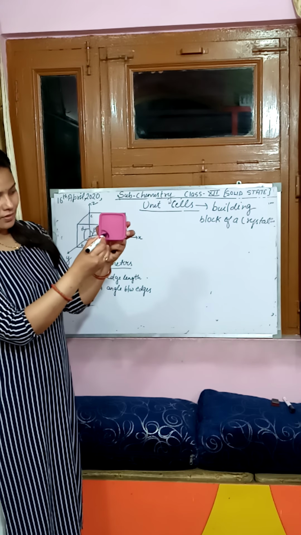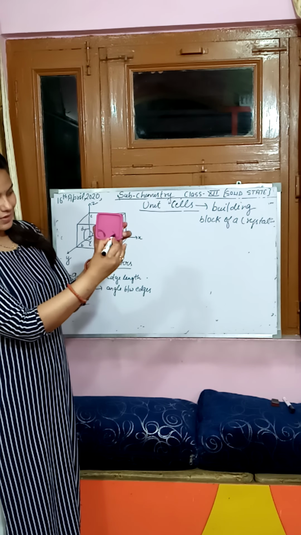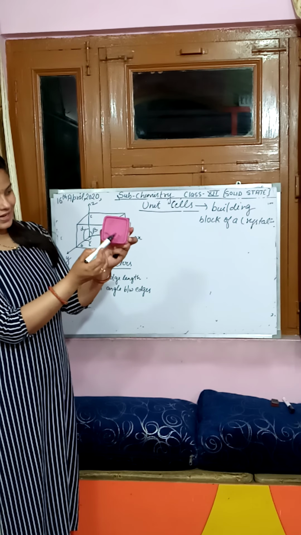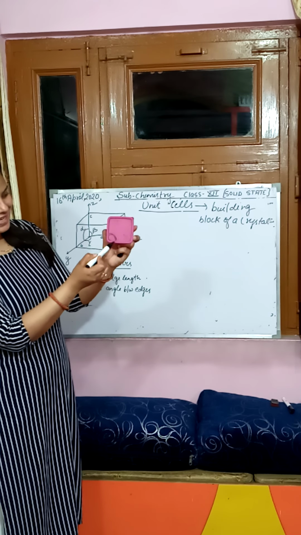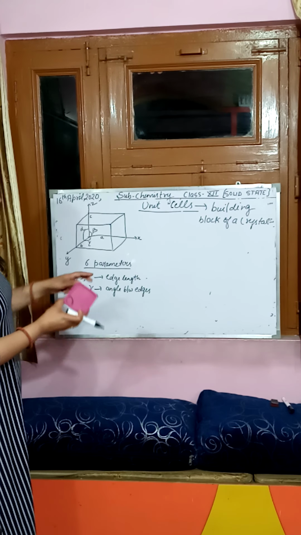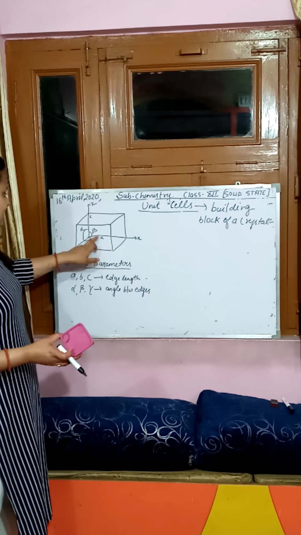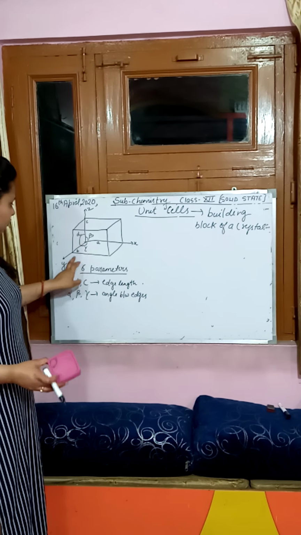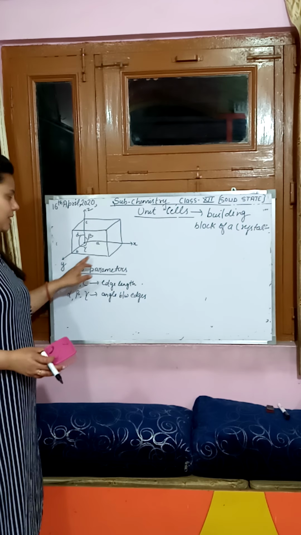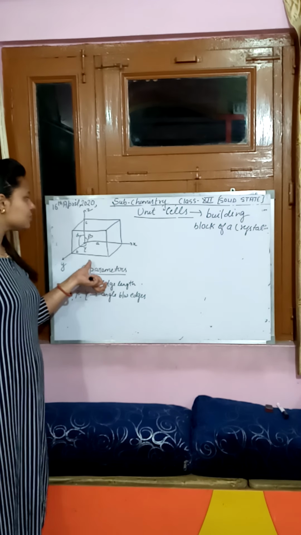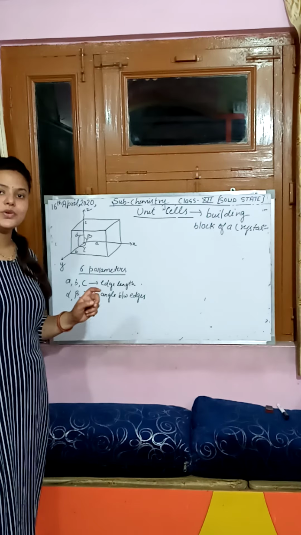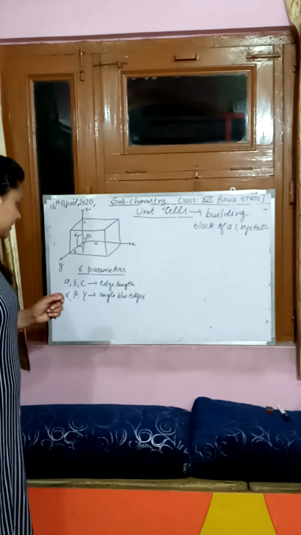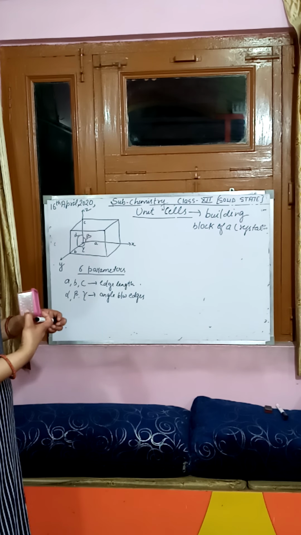Now we are talking about the angles between the edges. If this is the x-axis and this is the z-axis, the angle between x and z is represented by beta, between z and y is represented by alpha, and between A and B is represented by gamma. So there are 6 parameters which define a complete unit cell, or we can say that these are the characteristic properties of a unit cell. Now let us continue with this.